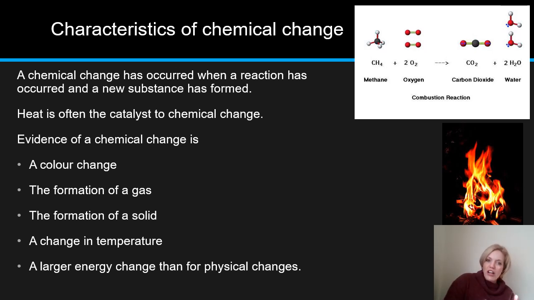So a chemical change has occurred when a reaction has occurred and a new substance is formed. Heat is often a catalyst to this chemical change. And this is what I want you to pay attention to.